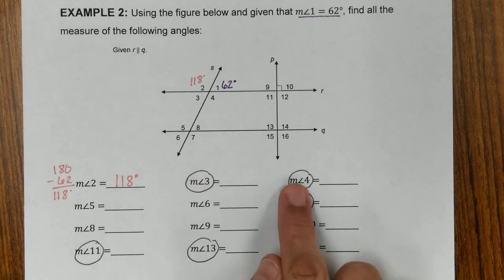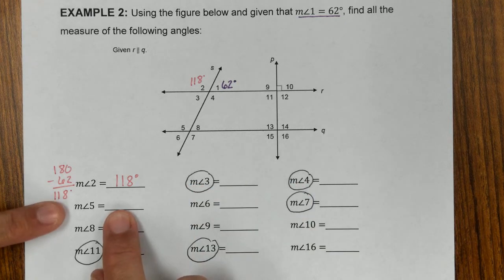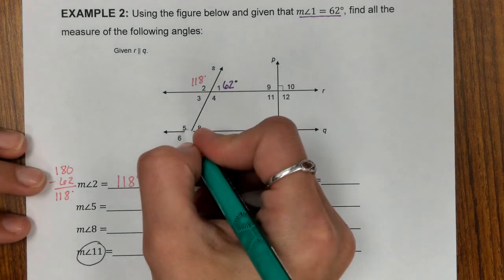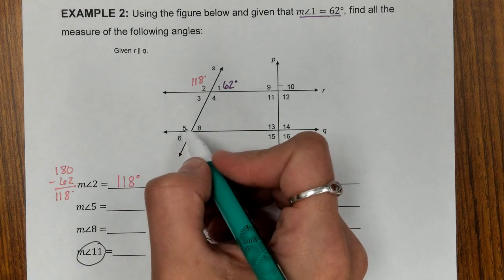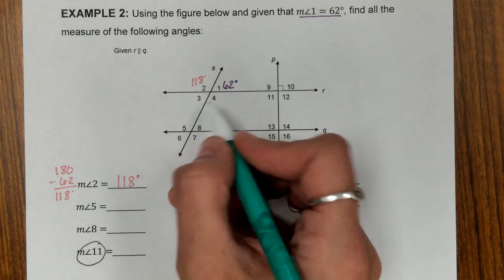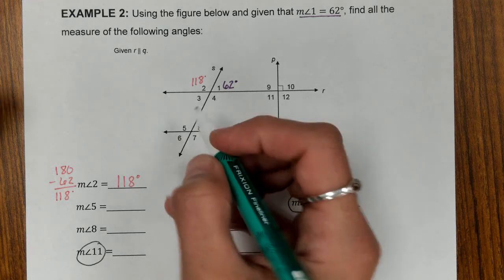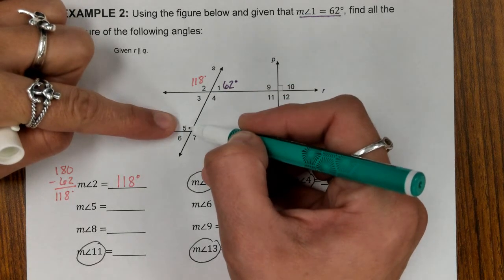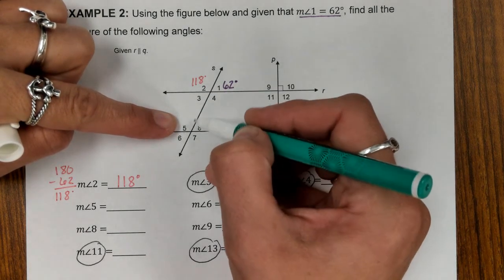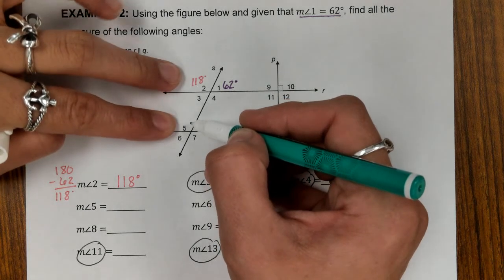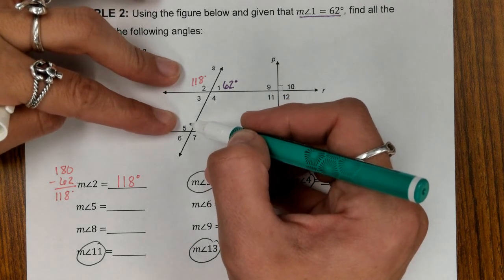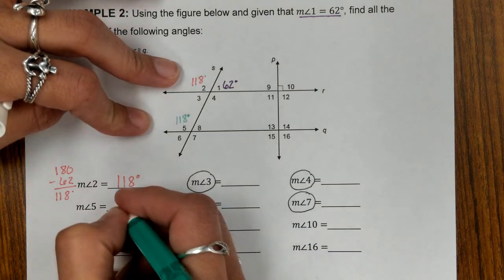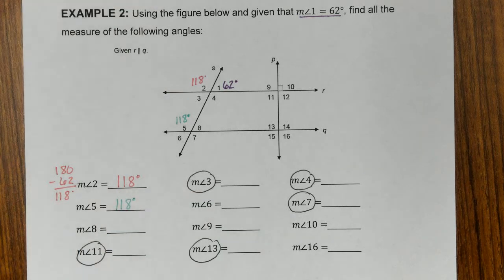3 you're going to get on your own, 4 you're going to get on your own. Let's take a look at the measurement of angle number 5. 5 is down here. There are several different ways we can do this. If you already have 3 and 4, you can use them to help you find 5. But right now, the only thing I can do to find 5 is notice that angle 2 and angle 5 are both in the top left. They're in matching or corresponding positions. Corresponding angles are congruent. So that means the measurement of angle 5 is also 118 degrees.